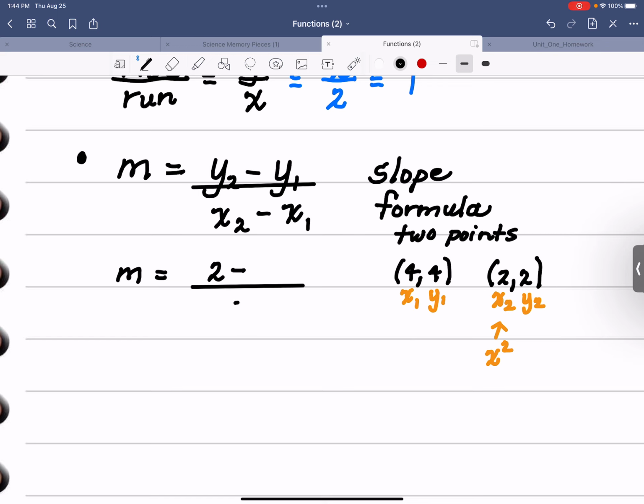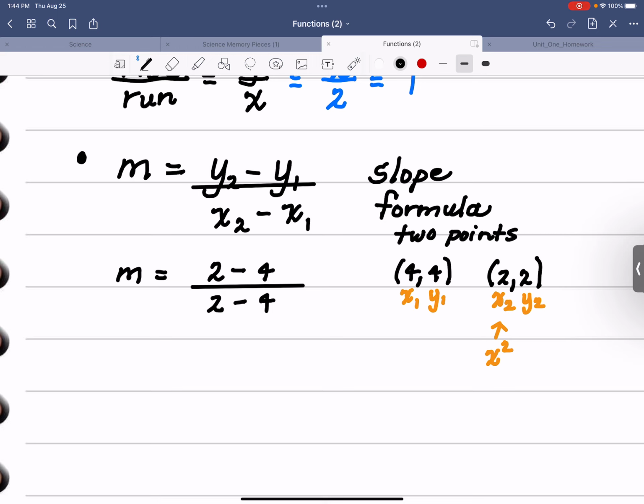Bring down the subtraction. Then I need y sub 1. It's like putting together a puzzle. I need y sub 1, and there it is. So 2 minus 4. Now, don't get excited. It's okay. Then I need x sub 2, which is right there, the 2. And then x sub 1, which is right here. It's the 4. You see why I label them.